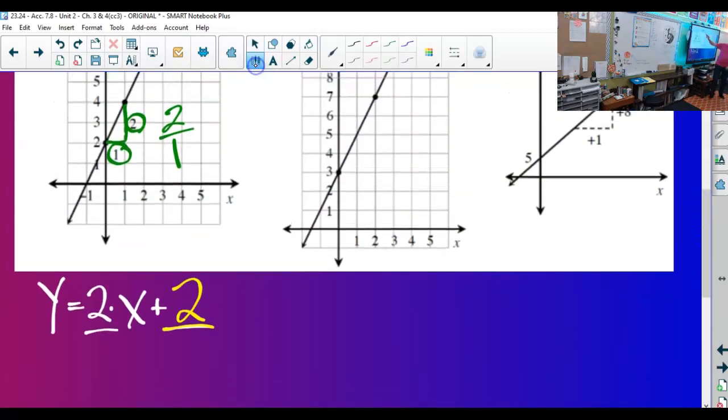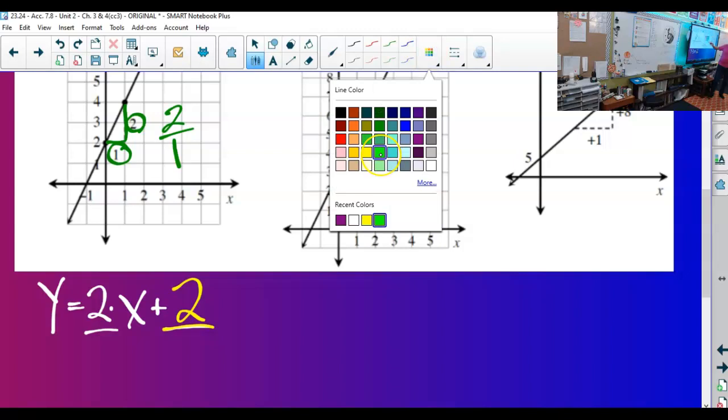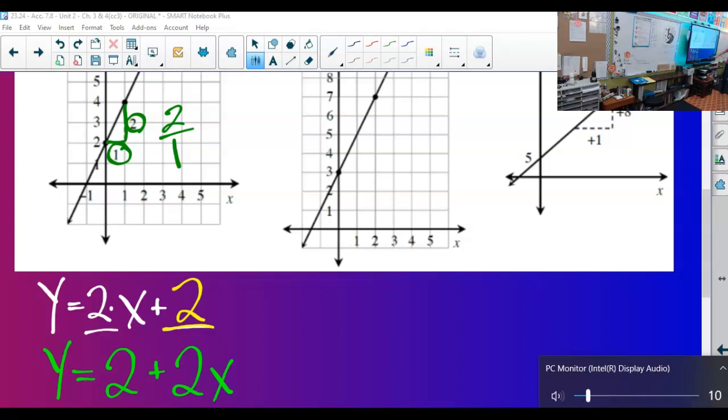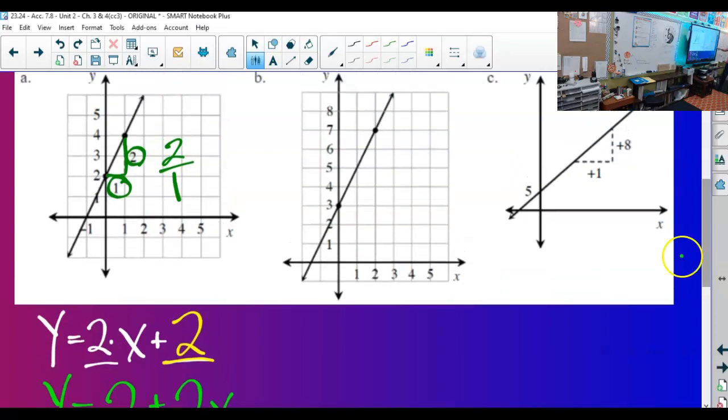Okay, now I gotta put those rules into a graph. Ooh, I got an idea. Can we use the colored pens for the back so that way we don't get mixed up? Absolutely, great idea. Just to point it out, you can start with the y-intercept because math is commutative, and as long as it's just addition, 2x plus 2 is the same as 2 plus 2x. So let's practice that, starting with the y-intercept for part B.